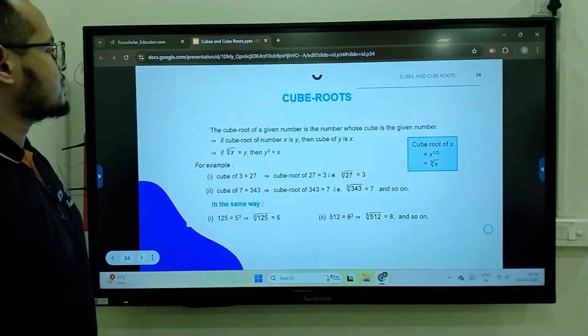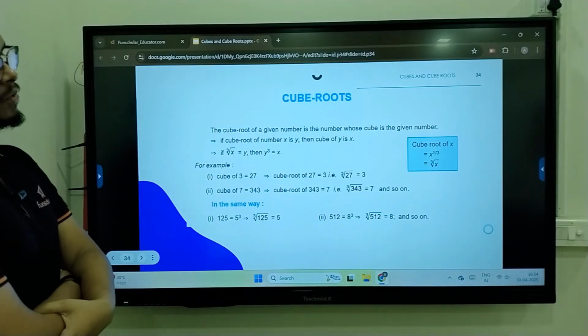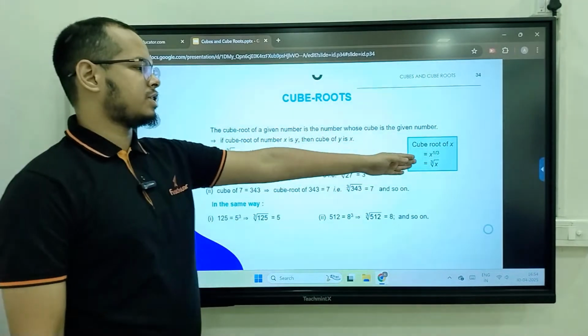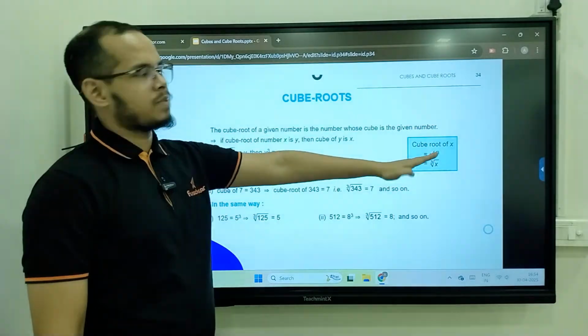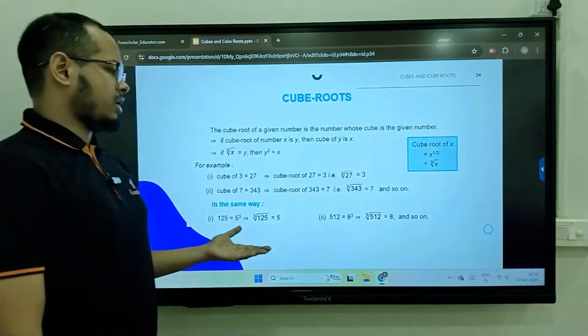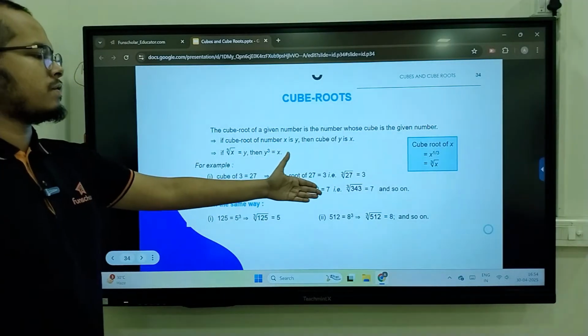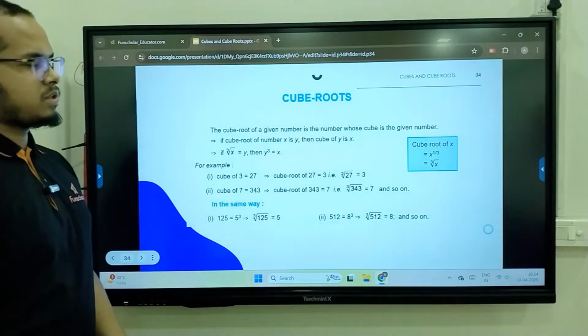Okay, so the cube root of a given number is the number whose cube is given. So we have found out that x raised to the power 1 by 3 and cube root of x is actually the same thing. So cube root of 27 is nothing but 3.